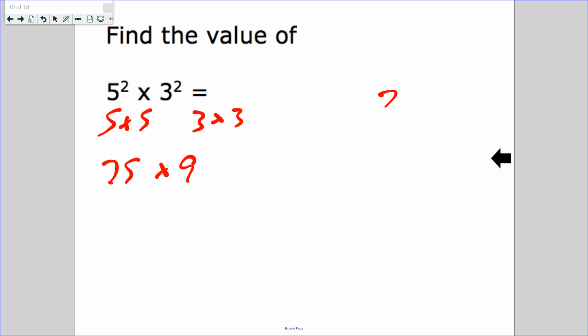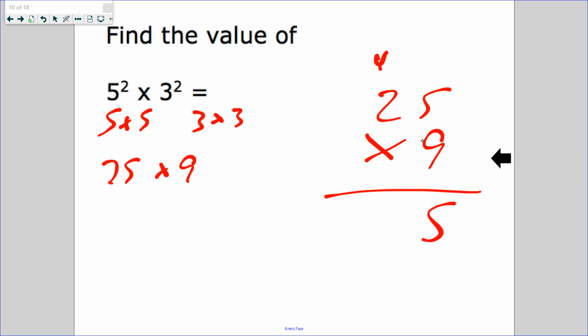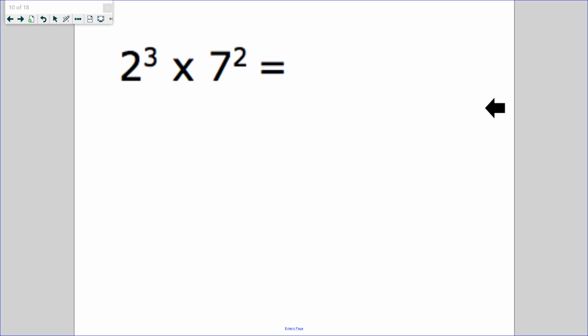And what is 25 times 9? 9 times 5 is 45. Carry the 4. 9 times 2 is 18, plus 4 is 22, so 225. What about the last one? 2 cubed times 7 squared. 2 is a factor, and it's repeated 3 times. 7 is a factor, and it's repeated twice.